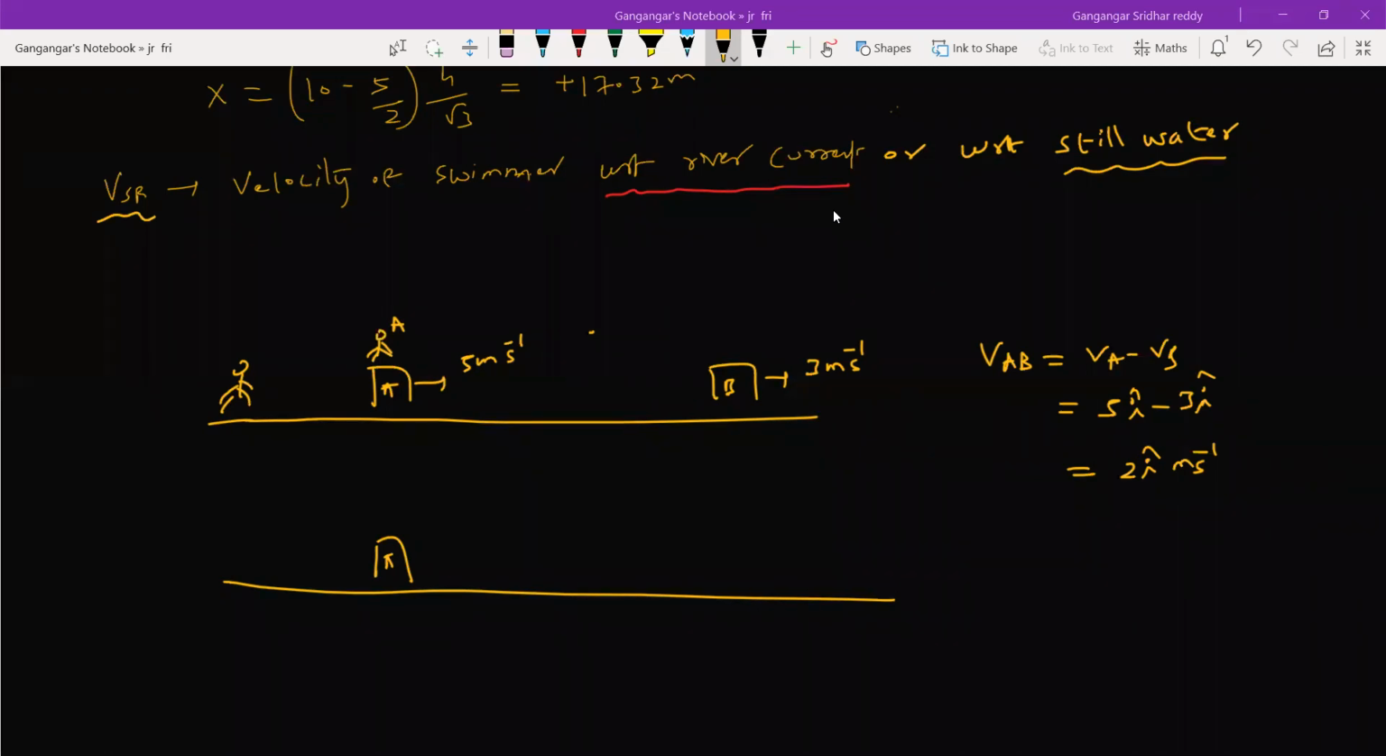Okay, look at this. Now let A move with a velocity VAB. Though B is moving with respect to the ground, how will it appear for him? B will appear at rest for A. Though B is moving, for person A it will appear at rest, because A is moving with a velocity VAB. Then B will appear at rest here.